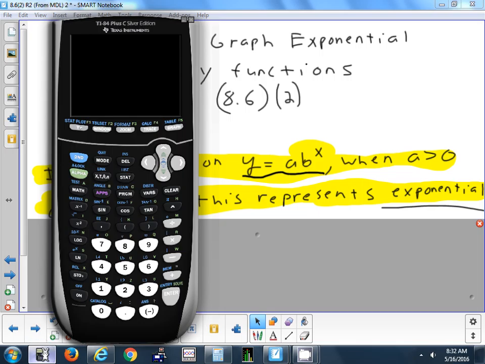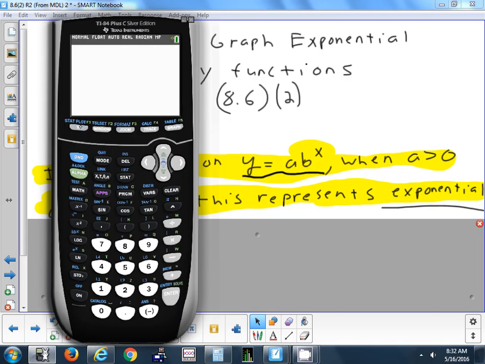Let me show you an example of growth. Let's type in y equals 2 to the x and look at a picture of that. What you're seeing traced in blue is an example of growth, because as you go to the right, it goes up very quickly. Here's an example of decay.